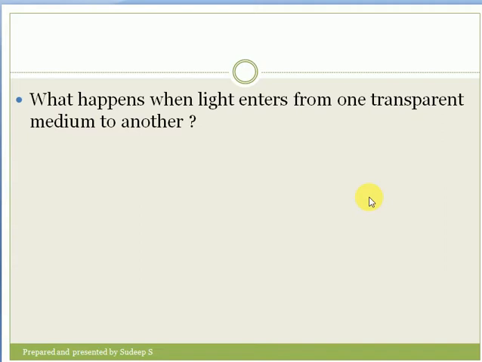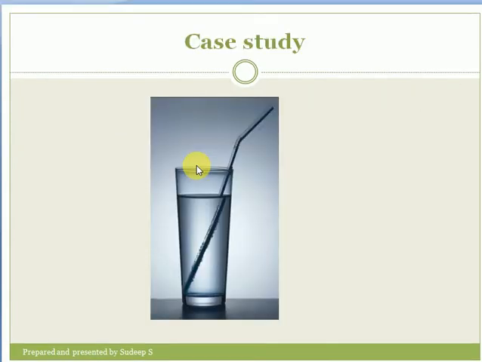We know that light travels in a straight line path. This is true as long as the light rays are traveling in the same medium, having the same density throughout. Now, what happens when light enters from one transparent medium to another? We will go through some case studies here.